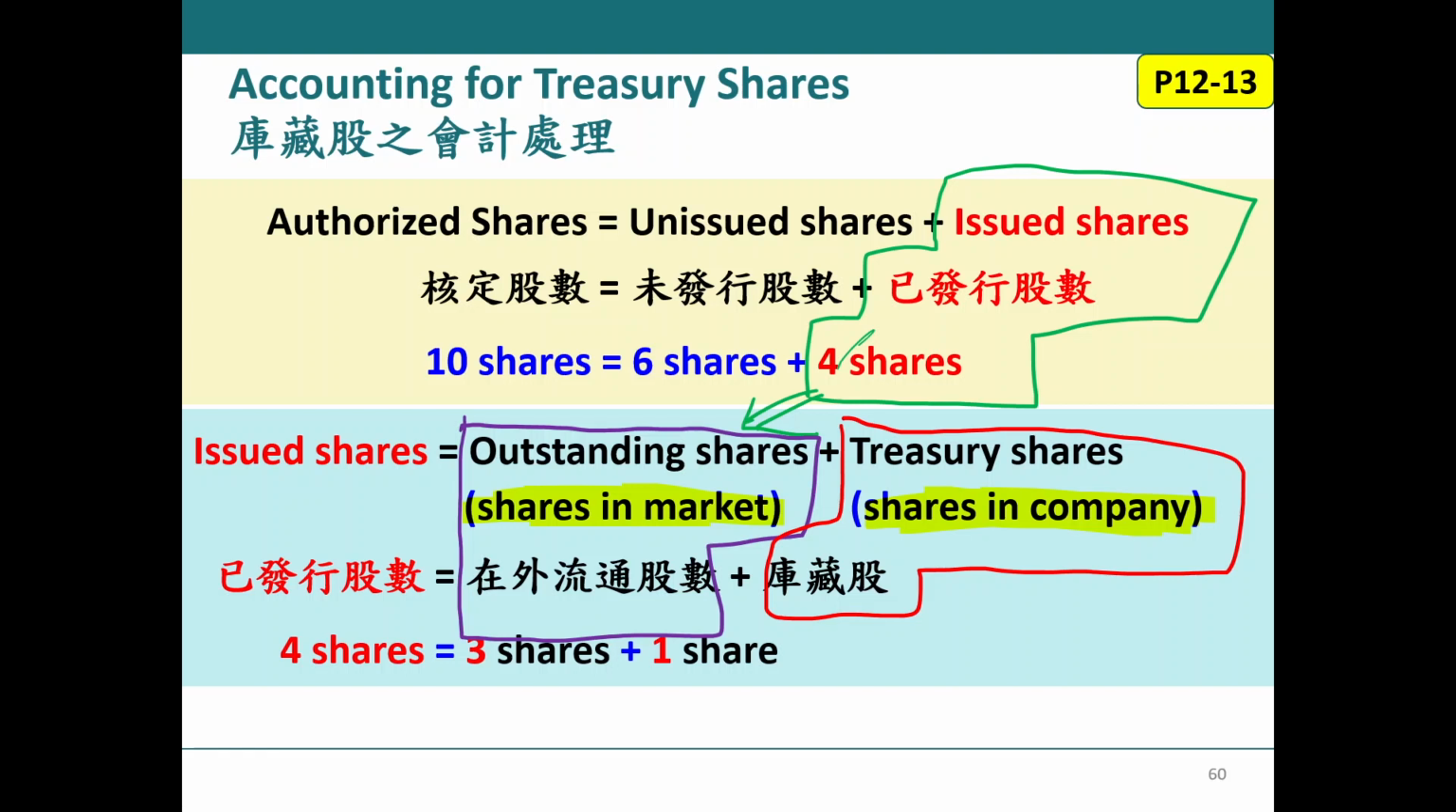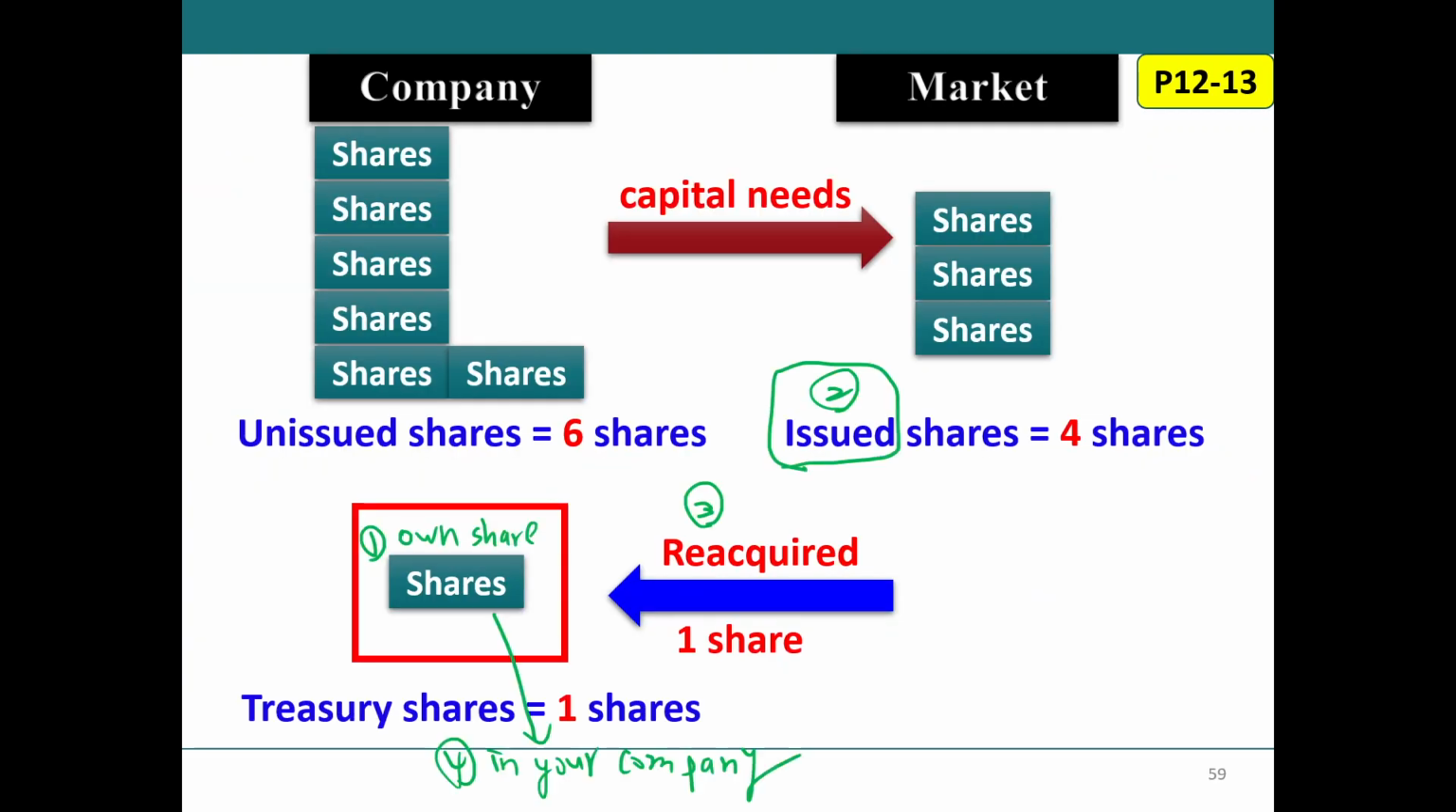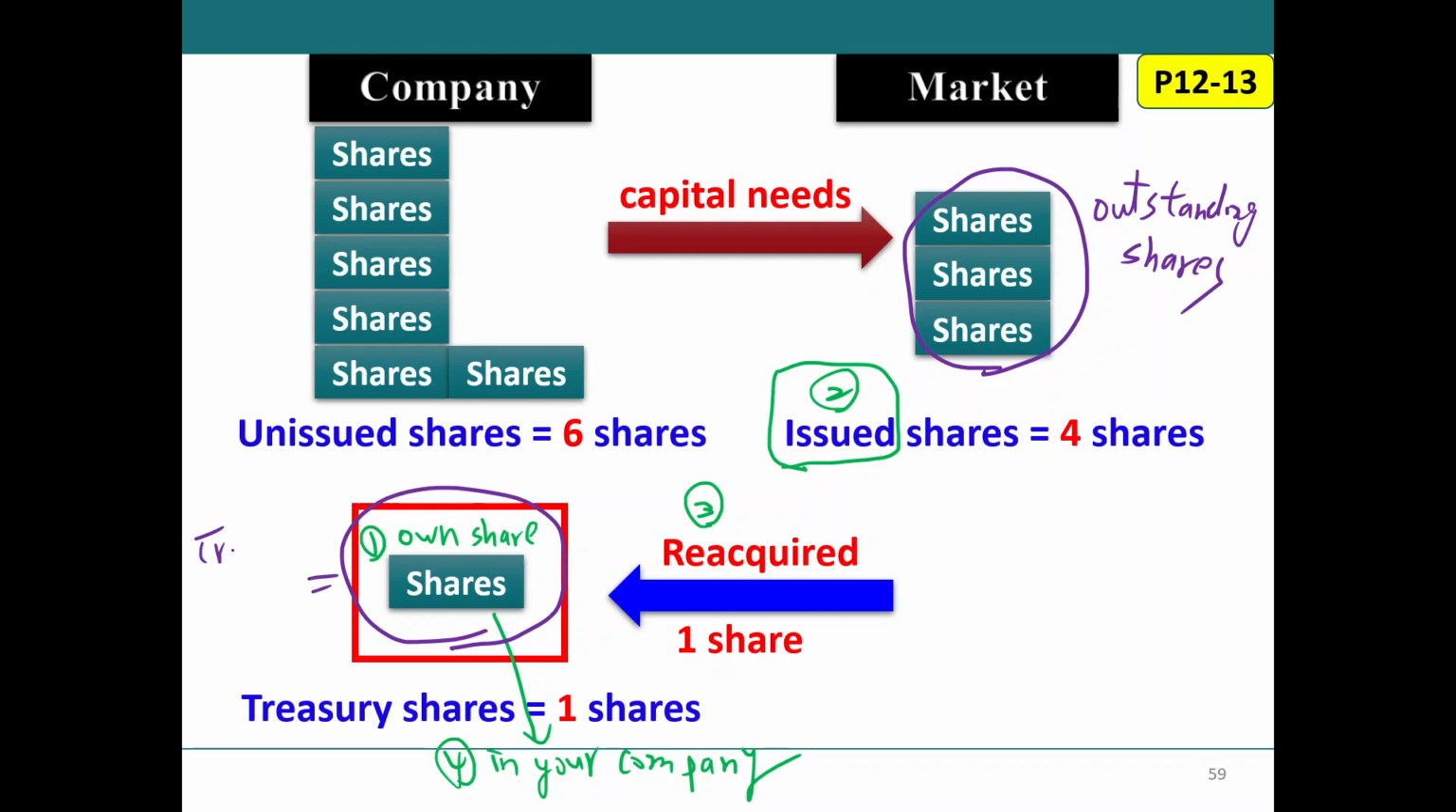For issued shares, you should understand whether they are in the market or in your company. In the market, we call it outstanding shares. In your company, we call it treasury shares. Okay? So let's go back to here. These three shares in the market, we call them outstanding shares. For this one share in the company, we call it treasury shares.